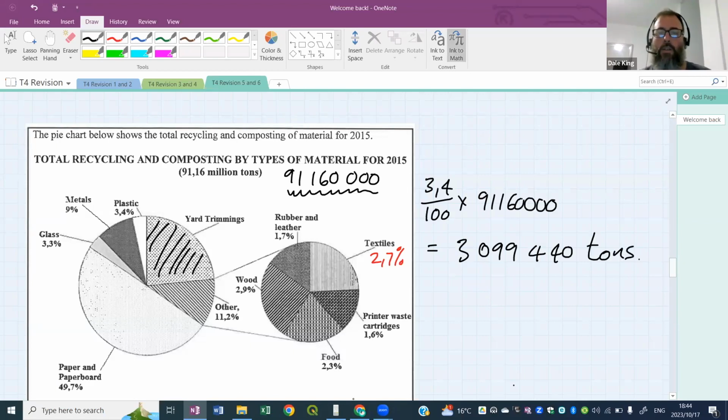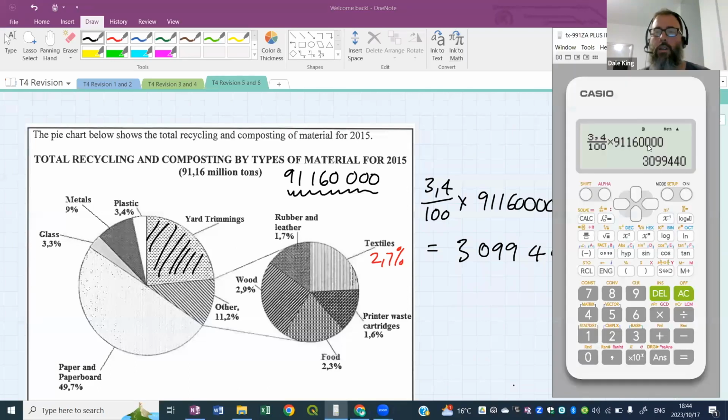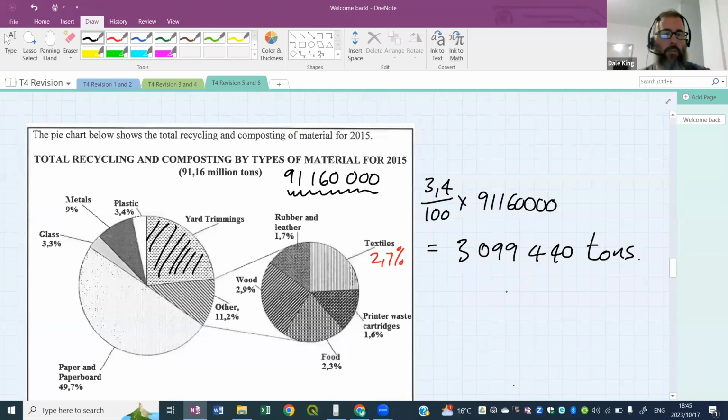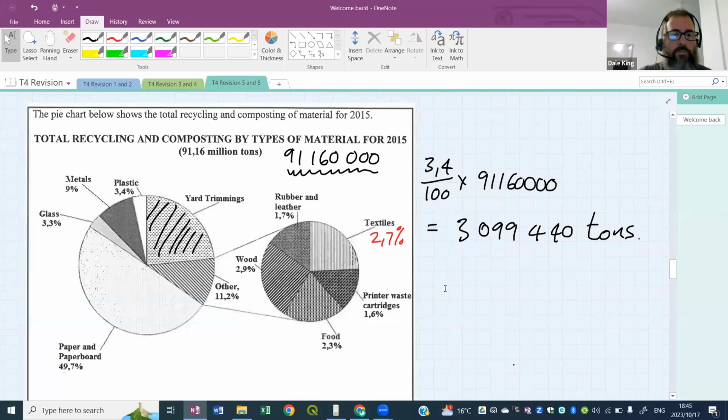Well done. There it is on the calculator, the calculation, and there it is in my answer booklet, in my exam, official exam answer booklet. That's what it should look like. Okay. Well done. Good job. All right. Any questions about that, or let's move on to the next one.